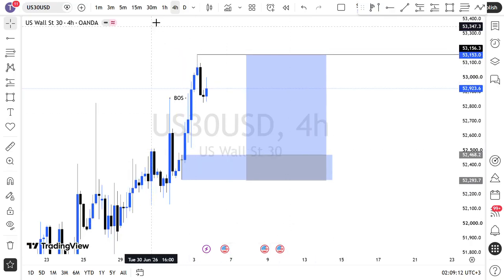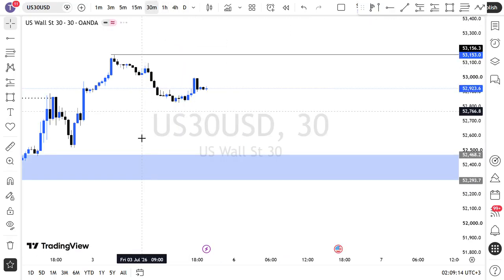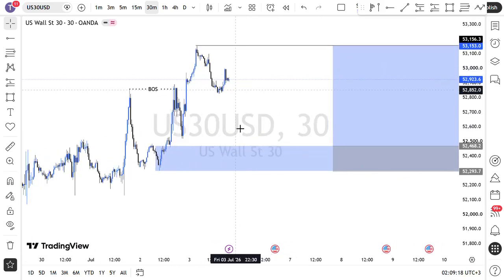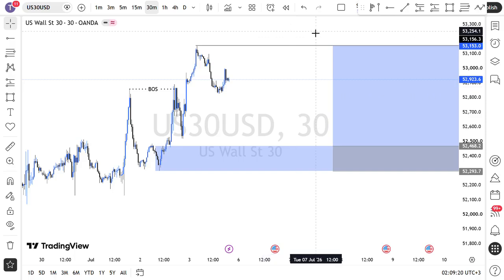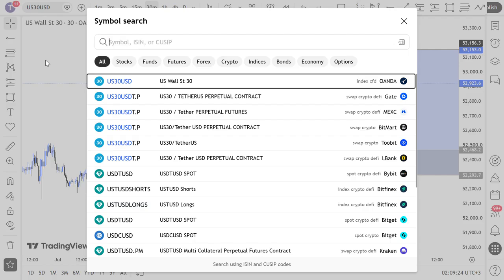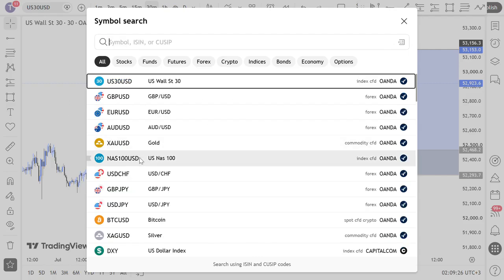That is what I think US 30 will be doing this week, this coming week. So let us wait for a pullback into this area, and then we take our buys to the upside. So if you have a different opinion on the US 30, let me know in the comment section.